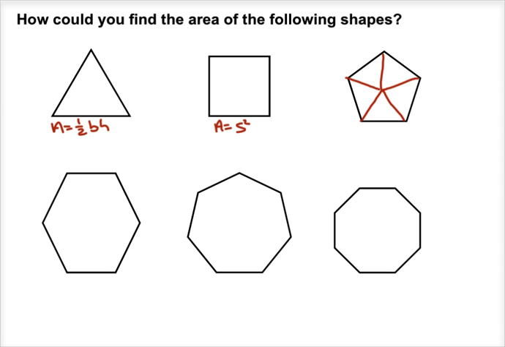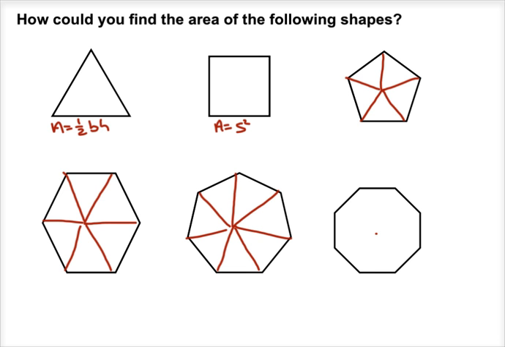So if I locate the center, I end up getting, again, a bunch of triangles that are all equal in size. So if I can find the area of one of these triangles, I can just multiply by how many triangles I get and pretty much figure out all of them. So the formula for this is going to come from the fact that I can find the area of one of these triangles and then turn that into the area of the entire shape.